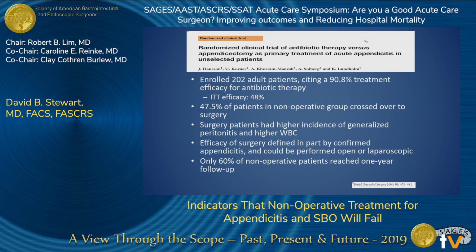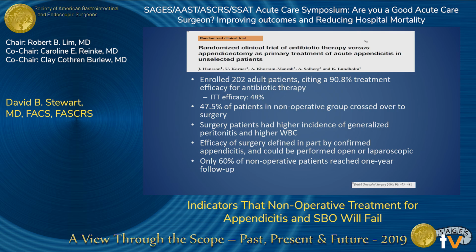And let me describe briefly what I'm referring to. So this is a clinical trial that was published in the British Journal of Surgery in 2009 that enrolled 202 unselected adult subjects with acute appendicitis. And the authors cited a 90.8% treatment efficacy for antibiotic therapy. But the challenge is that almost 50% of patients in the non-operative group crossed over to the appendectomy group, so that based upon an intention to treat analysis, the efficacy of antibiotics was actually closer to 48%.